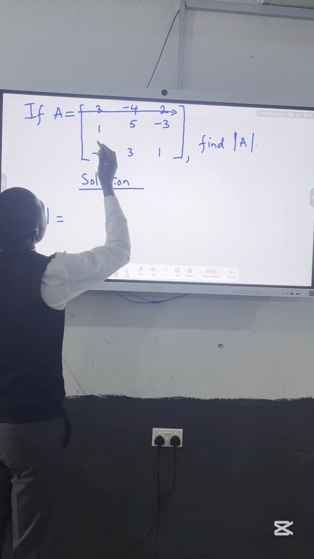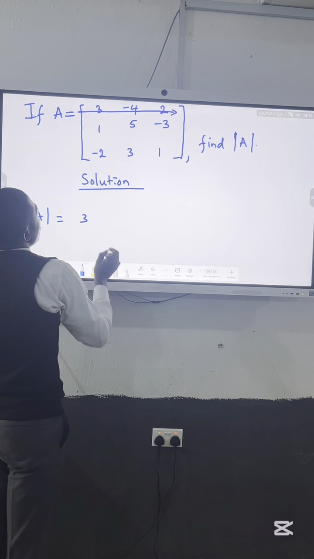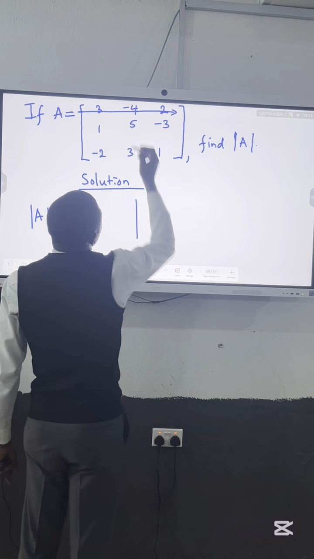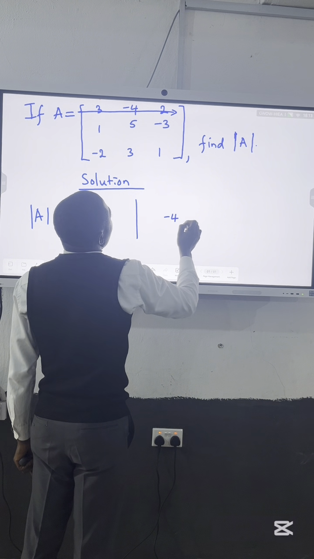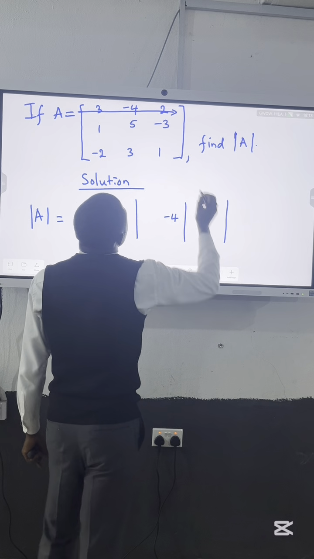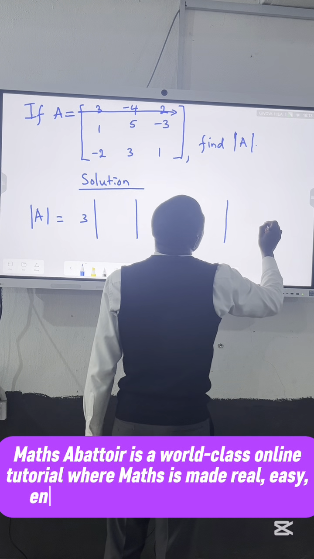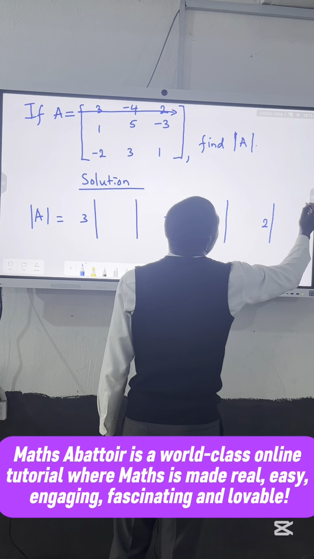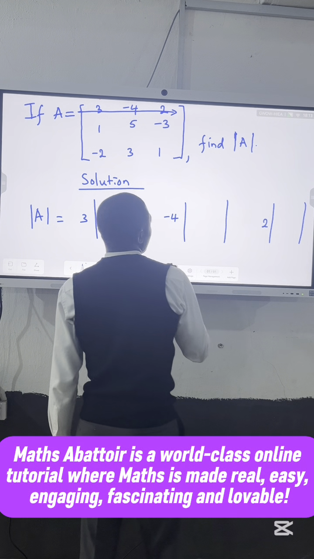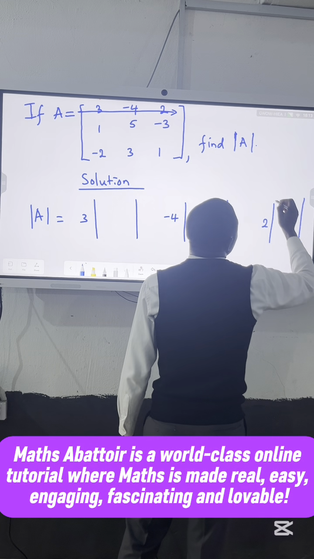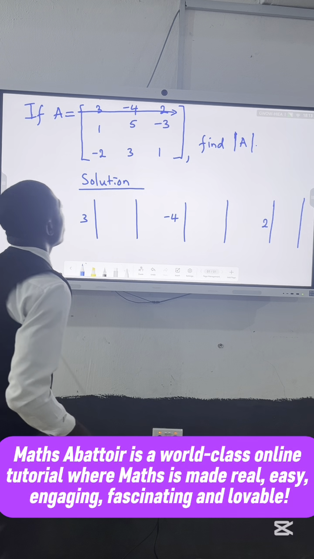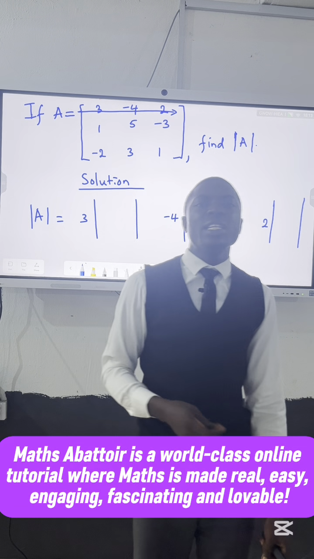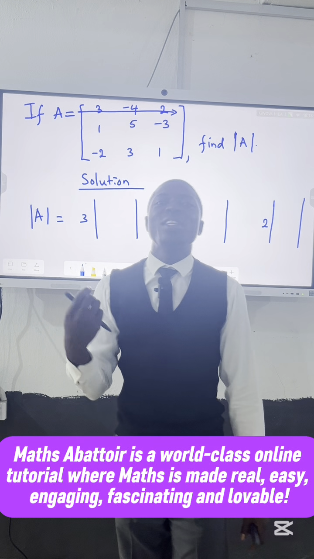So what are the elements we have in that row? The first element is 3. Write 3, draw a vertical line this way. Next element is minus 4. Write it and draw a vertical line like this. Next element is 2. Write 2 and draw vertical lines like this. Just like I said before, any row or column can be used to find the determinant of the matrix, and the answer will be the same.